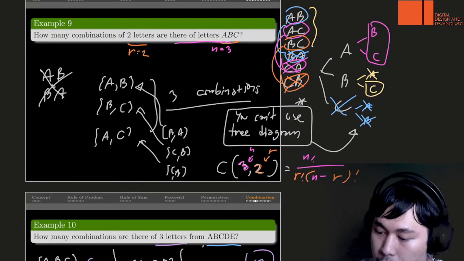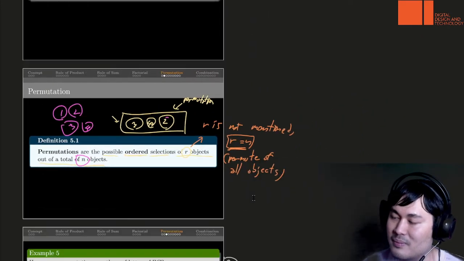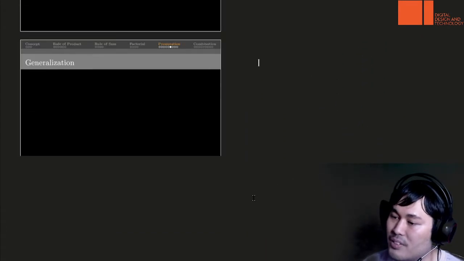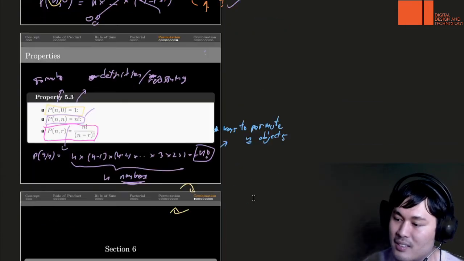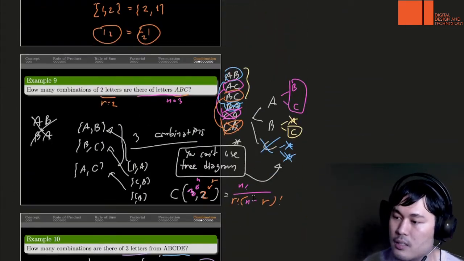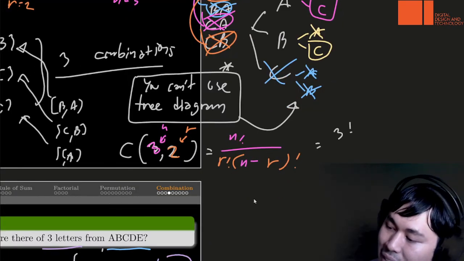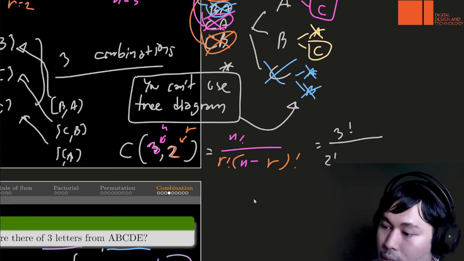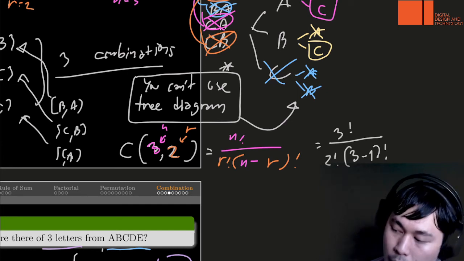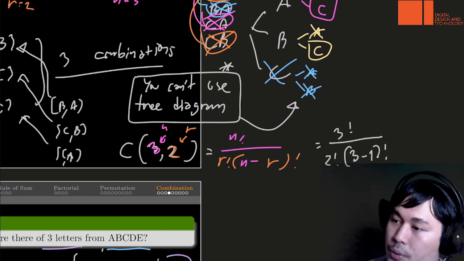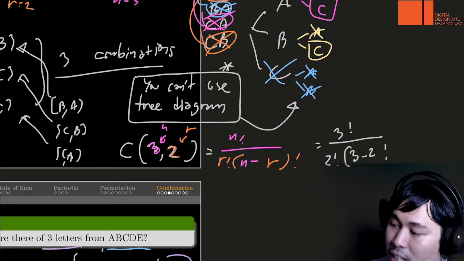And if you compute that, you should get... okay, sorry, there it is. Right, n is 3, so it's 3 factorial. r is 2 factorial. And then n minus r is 3 minus 1. Oh, sorry, 3 minus 2 factorial. I was ahead of myself.